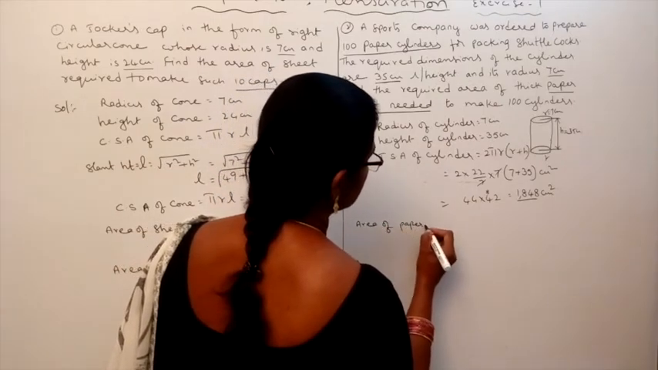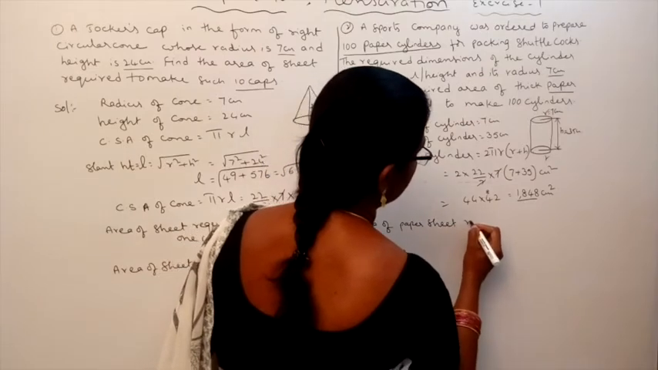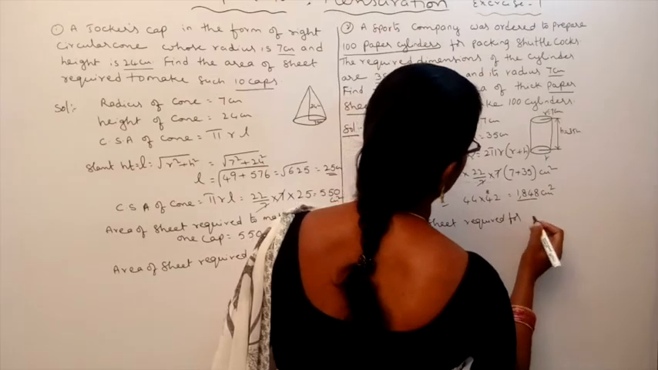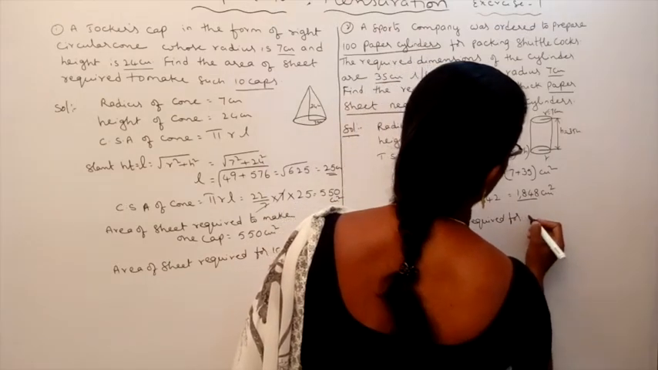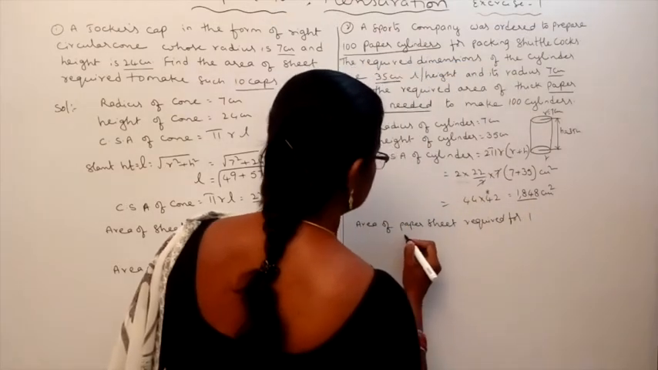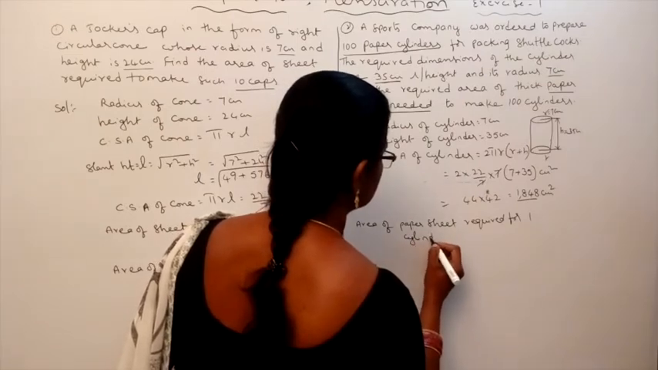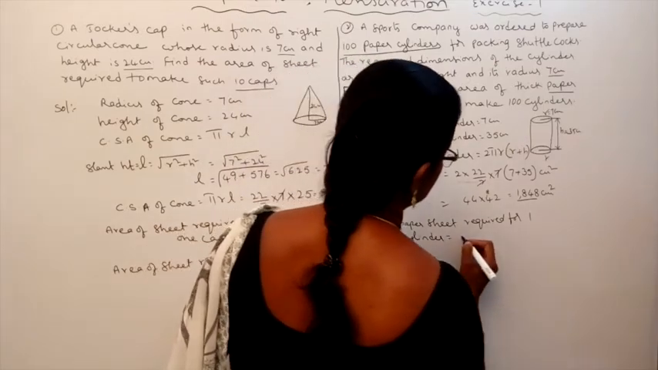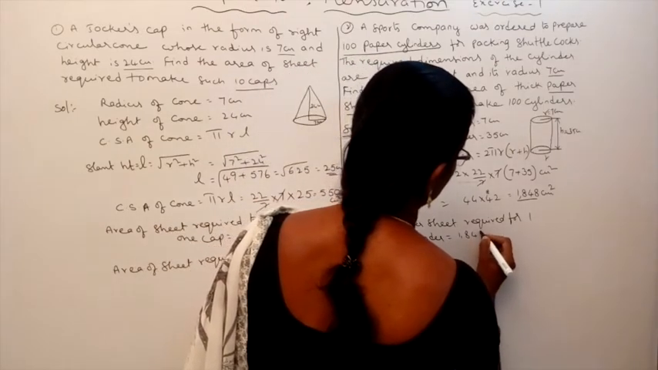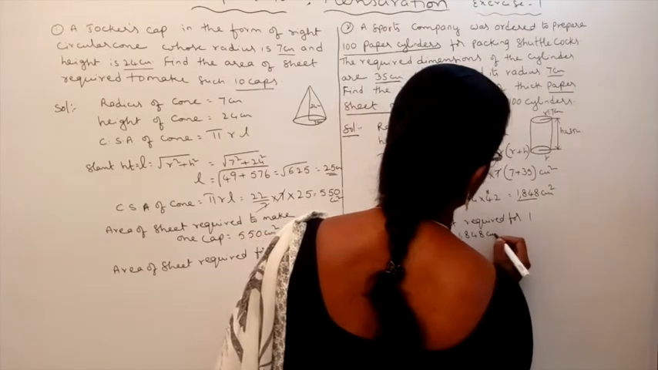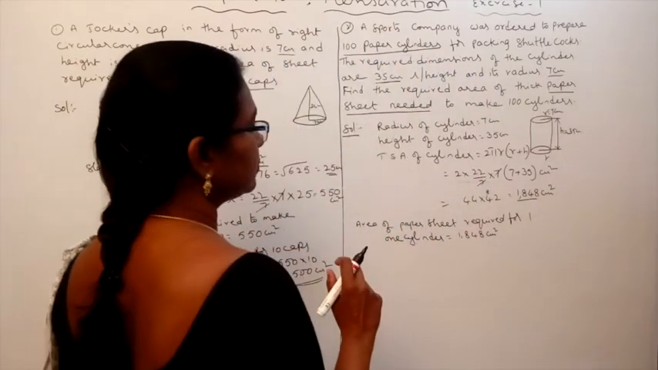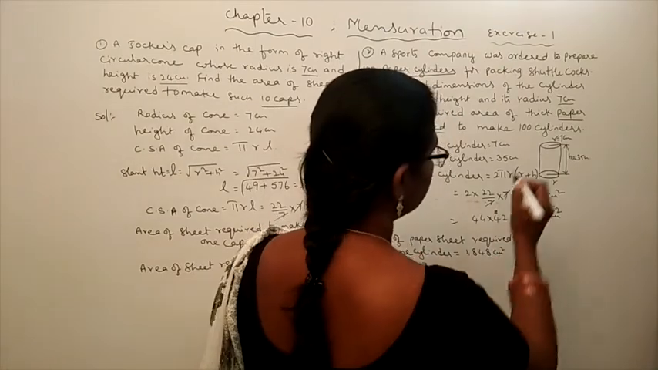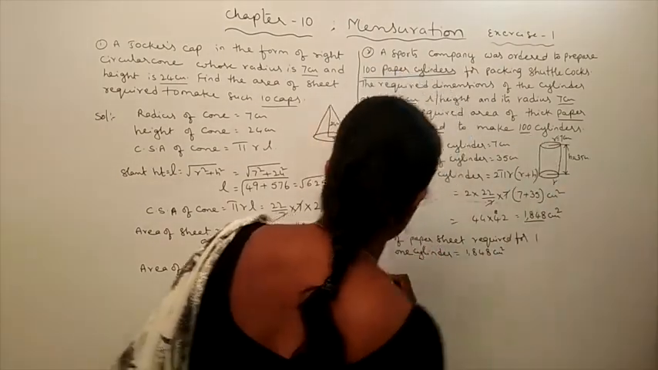Now, area of paper sheet required for one cylinder is equal to 1848 centimeters square. Now, how many cylinders do we want? 100. We got the area of paper sheet required for one cylinder, but how many cylinders do we require? 100.